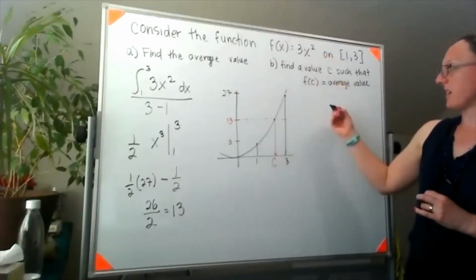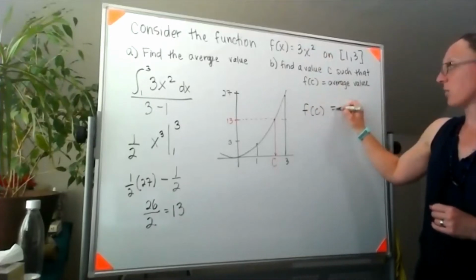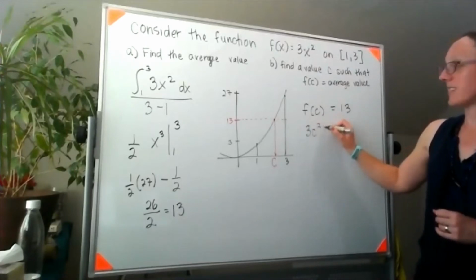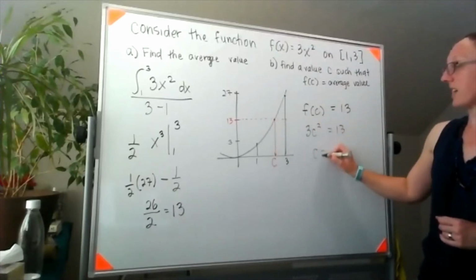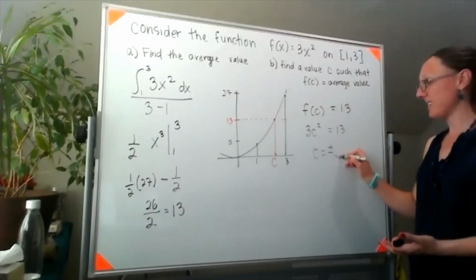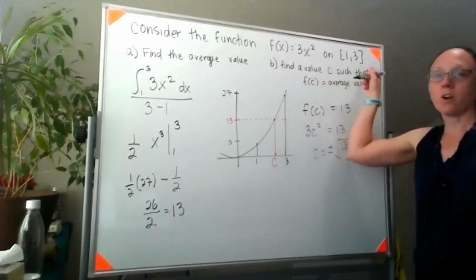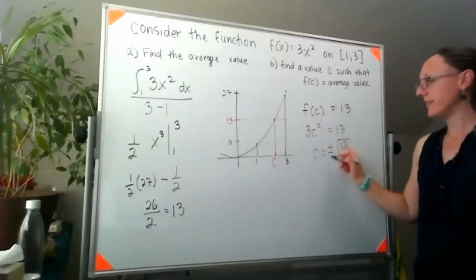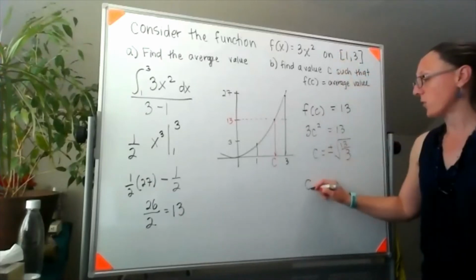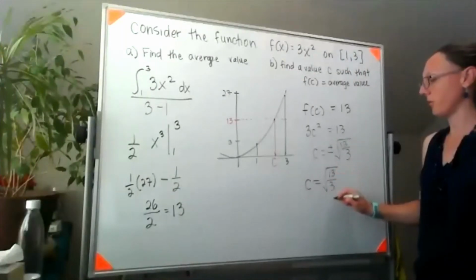If we plug c into the function so that we've got f of c and we're setting that equal to 13, I'm looking at 3 times c squared is 13, or c is going to be, now what we would actually get is plus or minus the square root of 13 over 3. But because we're on that interval from 1 to 3, we're going to disregard that negative value. It's not within our interval. So the c we're looking for is the square root of 13 over 3.